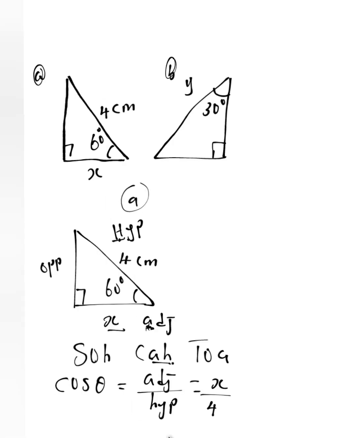It has been deduced that cos theta is equal to x over 4. Now what is theta? Theta is the angle 60 degrees. So hence cos 60 degrees is equal to x over 4. So we need to simplify the expression to find the value of x.